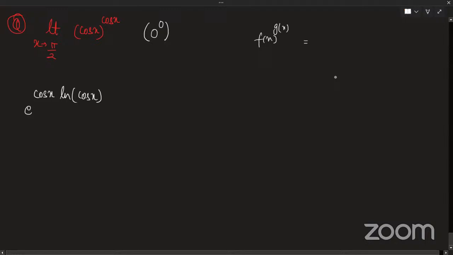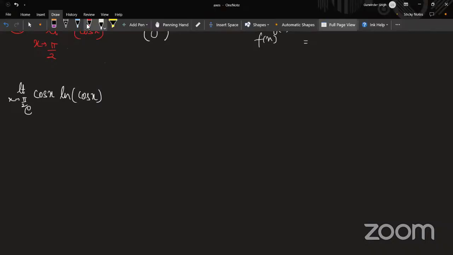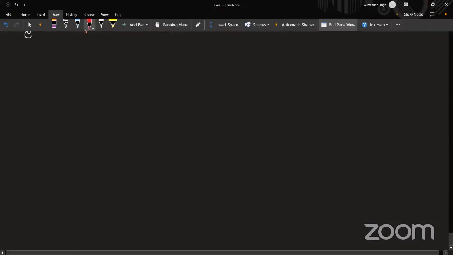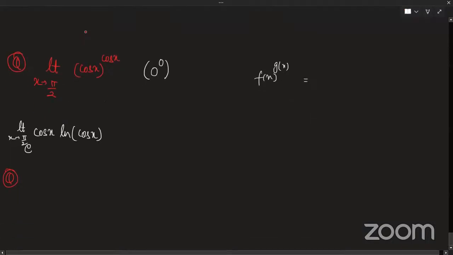I know this one is a little bit tough. Any one of you know how to solve it? We have cos x into ln of cos x. How should we do it? Okay, fine. You can leave it for the time being because we have not worked with 0 into infinity form.